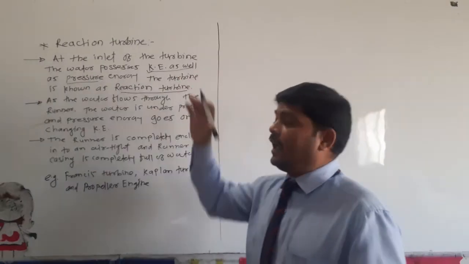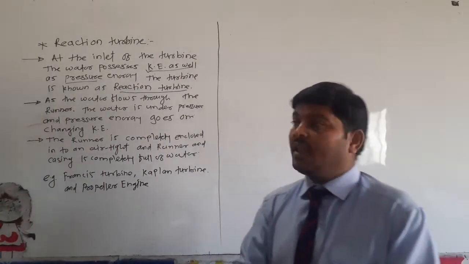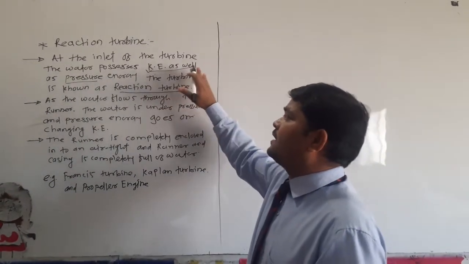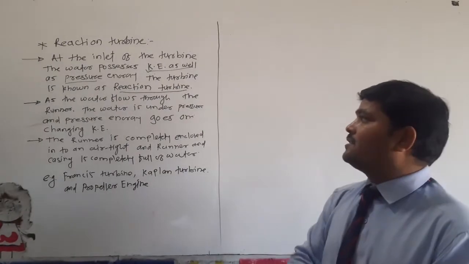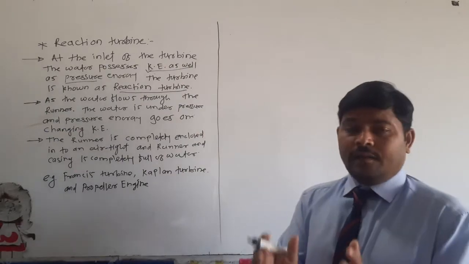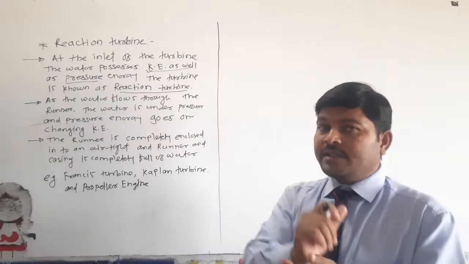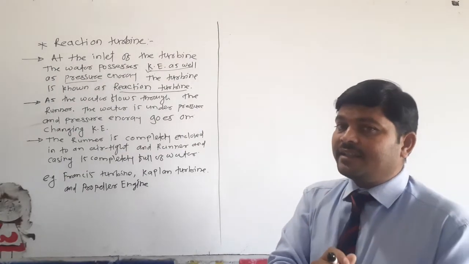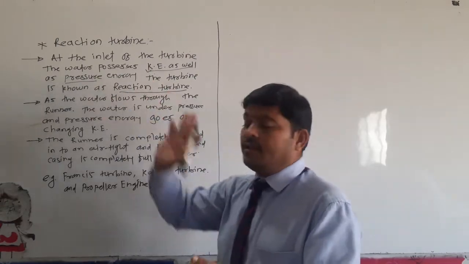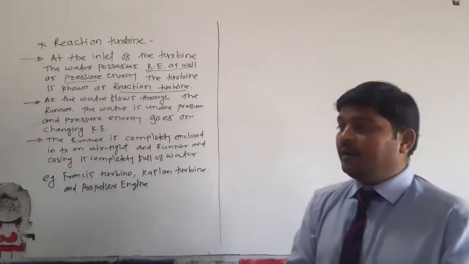Now we have to study the reaction turbine. First of all, what is the reaction turbine? At the inlet of the turbine, the water possesses kinetic energy as well as pressure energy. That turbine is known as the reaction turbine. That means at its inlet both energies are available, whereas in the impulse turbine only kinetic energy is present, but here at the inlet kinetic energy as well as pressure energy are available. That type of turbine is called the reaction turbine.